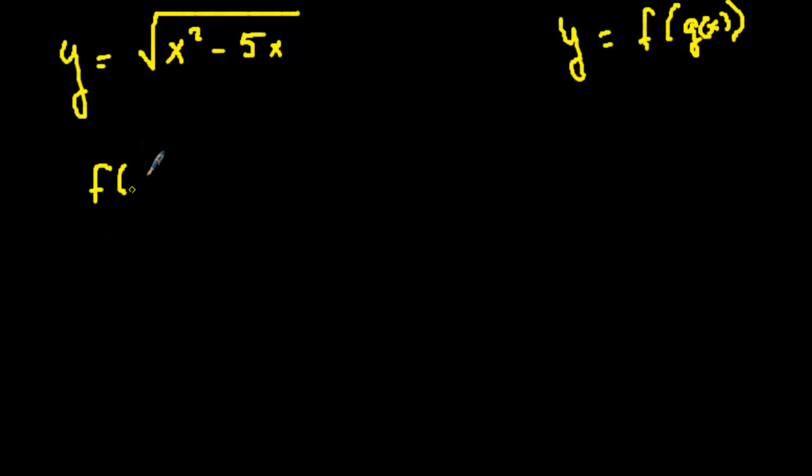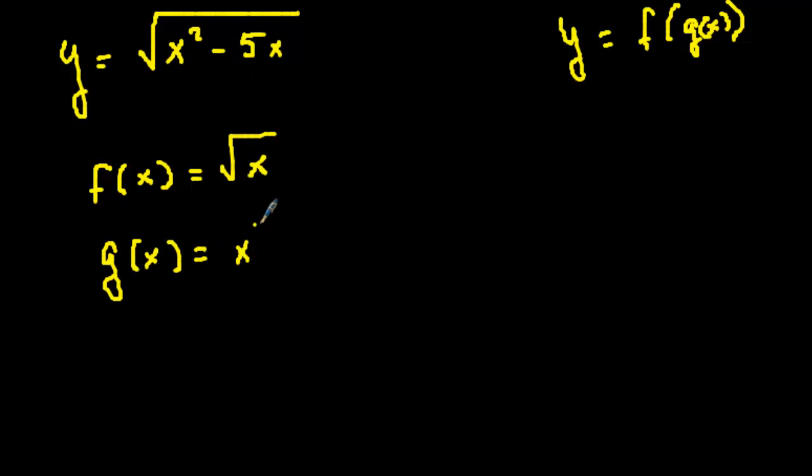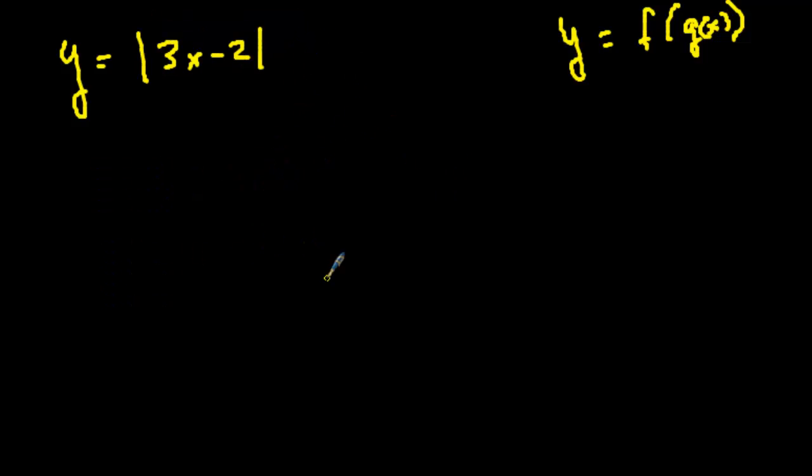So again, one of the easiest things to do would be to simply take this whole function and make that square root of x. And then g of x would simply be what's underneath here, x squared minus 5x. Now when we compose the g function with the f function, this goes in for x, and we end up with this. Another example might be y equals the absolute value of 3x minus 2.